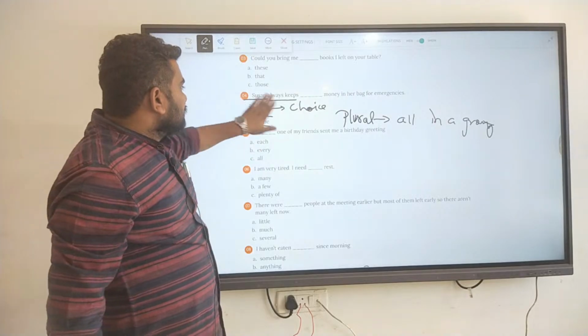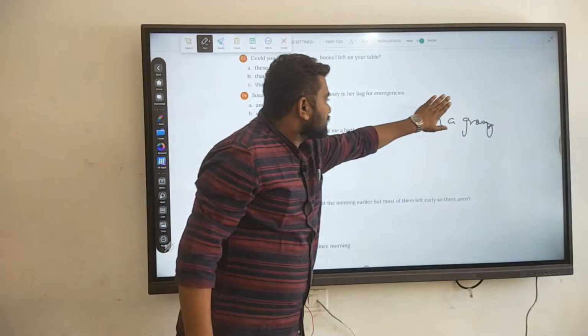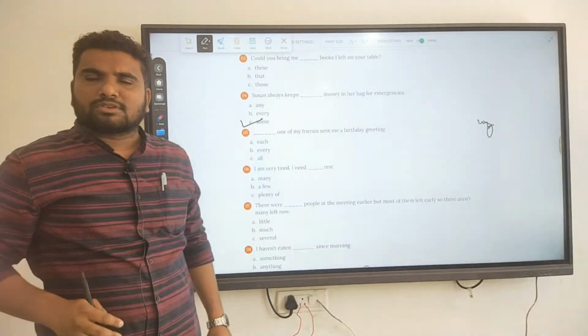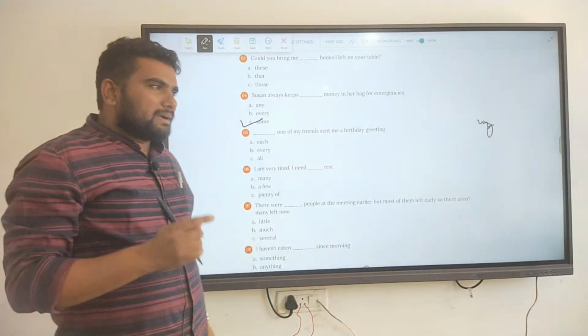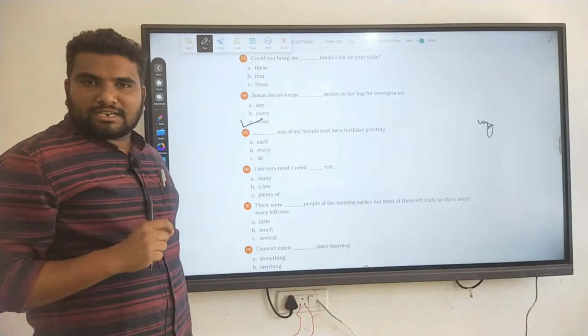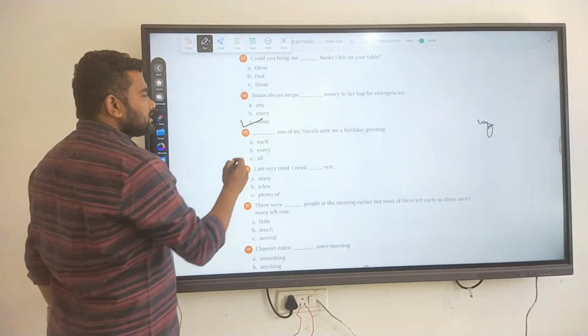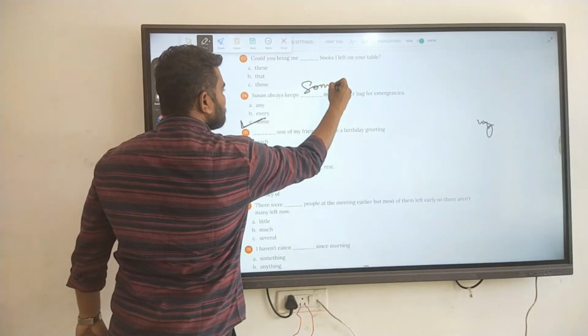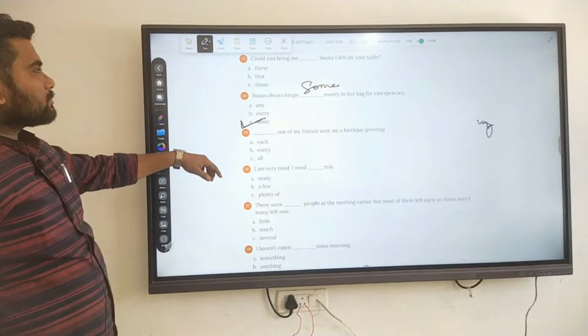So here, Susan always keeps, which is the answer? Some money. We don't know how much money she keeps in her purse or in her wallet, but she keeps some quantity or some amount in her pocket, and that's the reason we use the answer as some. So the answer is Susan always keeps some money. So next question, fifth one.